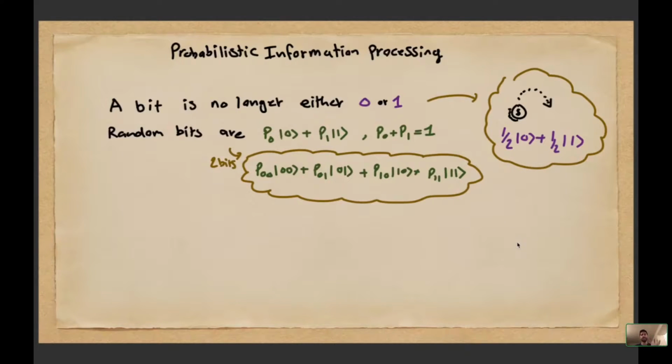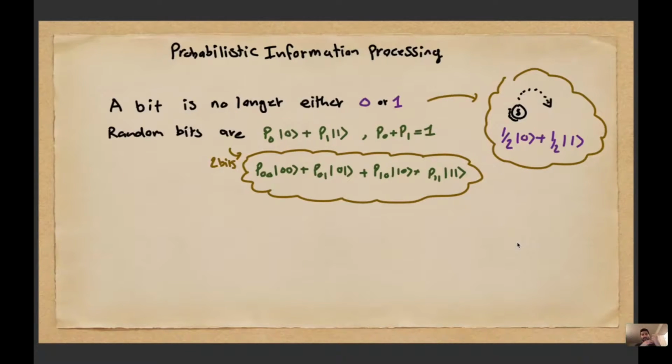And if I have 2 bits, then I can have some probabilities over all the 4 different ways these bits can be arranged. So the probability that my bits are going to both be 0, the probability that one is 0 and the other is 1, and so on. So in this way, I can think about information probabilistically instead of just classically.